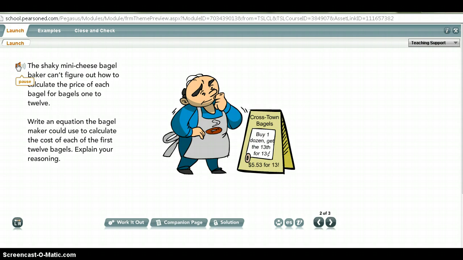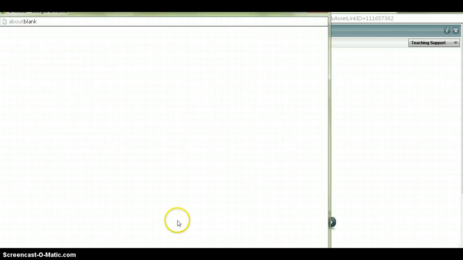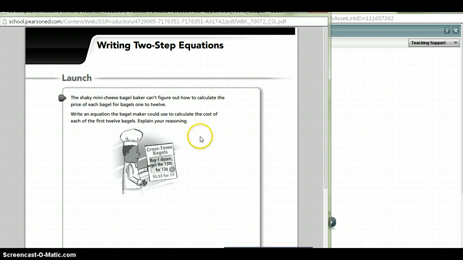The shaky mini cheese bagel maker can't figure out how to calculate the price of each bagel for bagels 1 to 12. Write an equation the bagel maker could use to calculate the cost of each of the first 12 bagels. Explain your reasoning. Okay, so ladies and gentlemen, this is where you're going to want to pull up your companion page and start to work on your companion page.